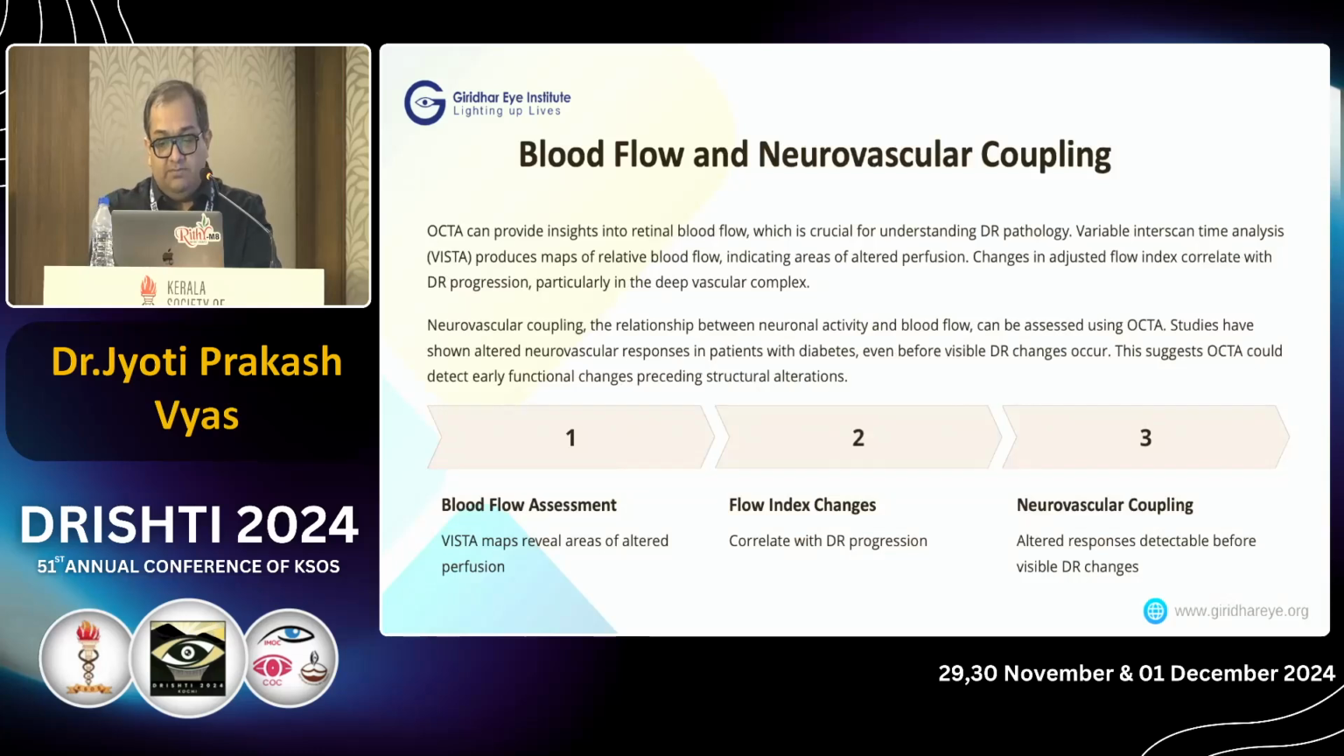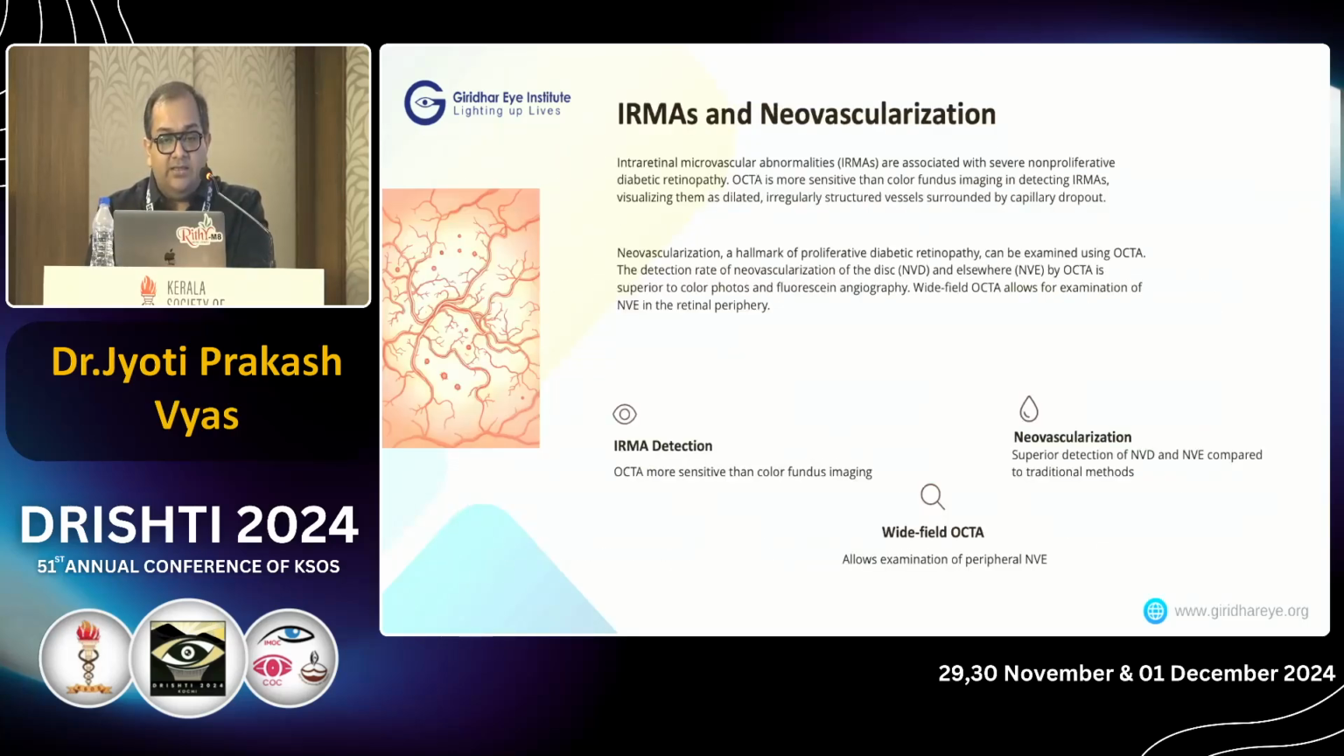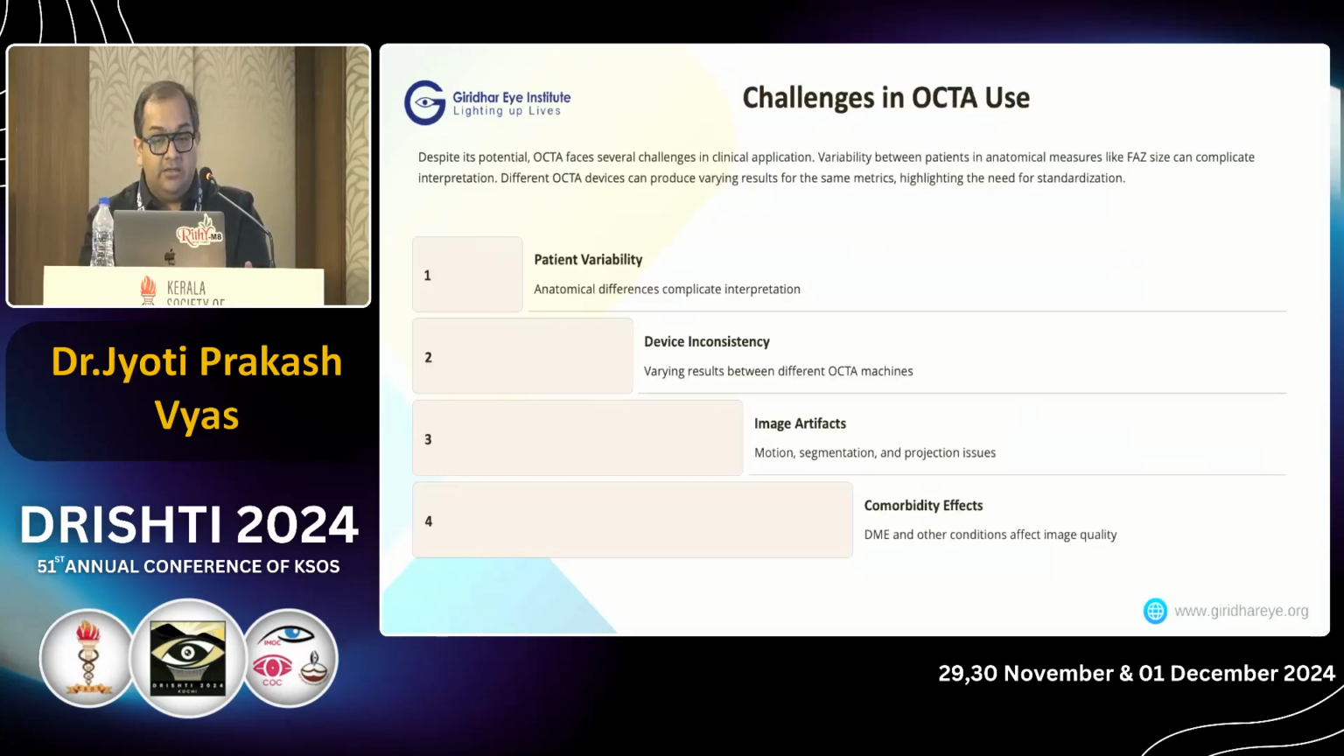blood flow and neurovascular coupling. So neurovascular coupling is mainly about altered responses that are detectable even before visible diabetic retinopathy changes come in. So this is something to look forward to in the near future, because as of now, our basic understanding of the investigative modality and the availability of these tools is not very rampant. It is only restricted to some institutional and large practices. And the other things which are very useful are probably the identification of ERMAs and neovascularization, which are very well delineated.